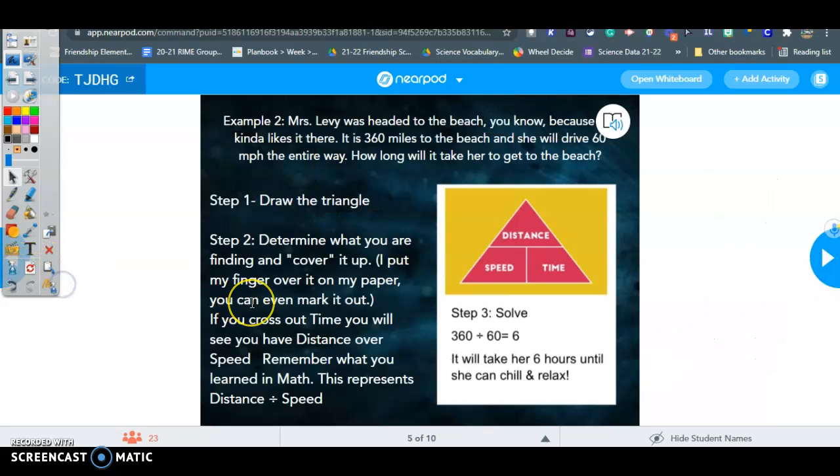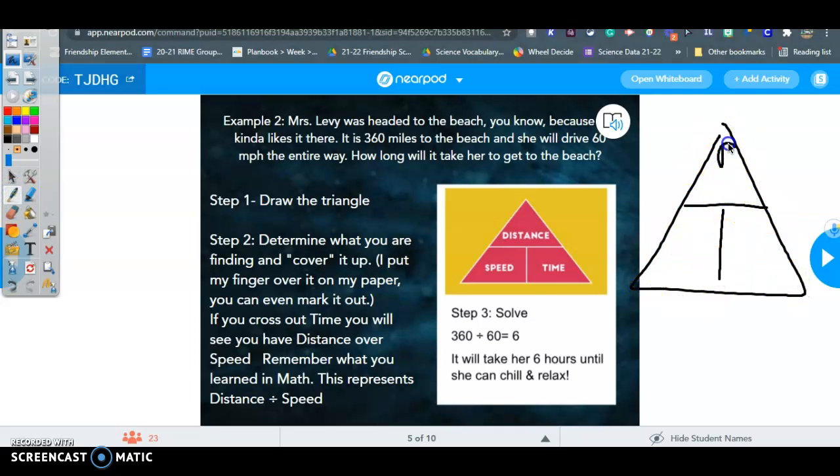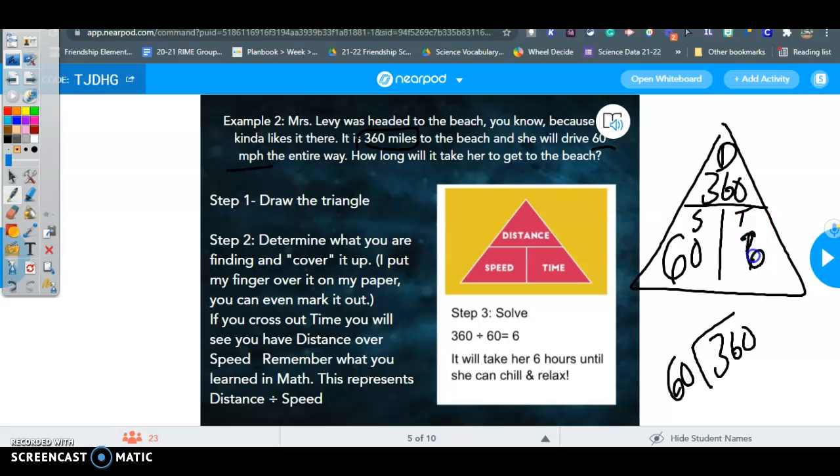It's not overly difficult. Again, when you get to the second one that we looked at, step 1, draw the triangle. Label it. Step 2, 360 miles. That's 60 miles per hour. What am I solving for? Time. 360 divided by 60 is 6.